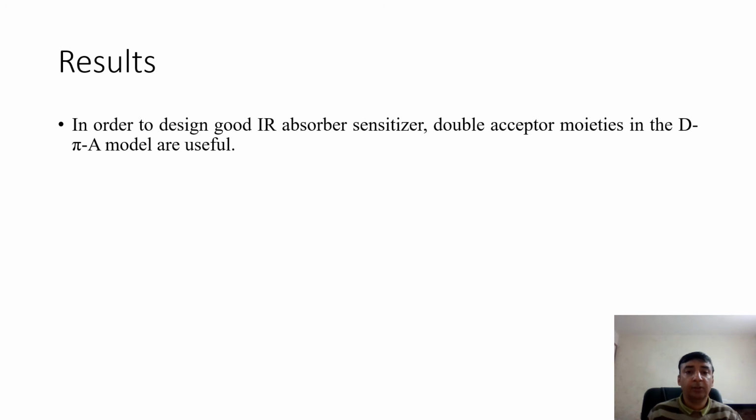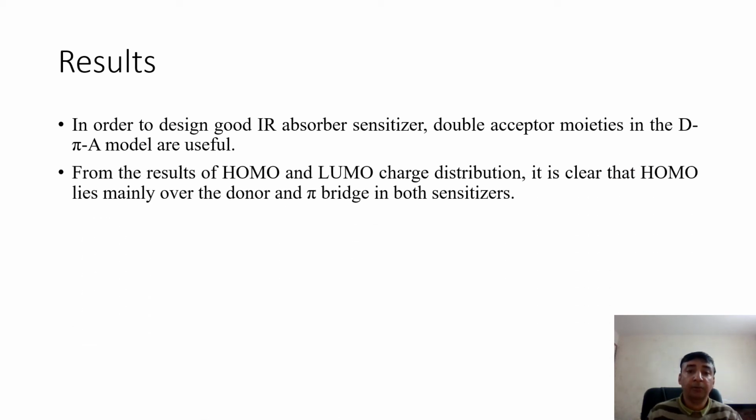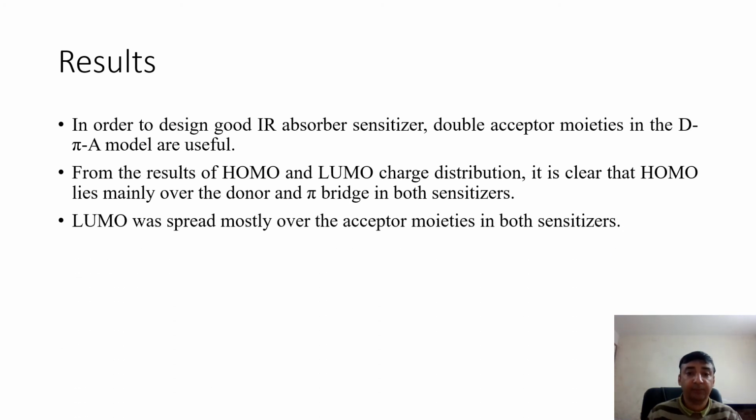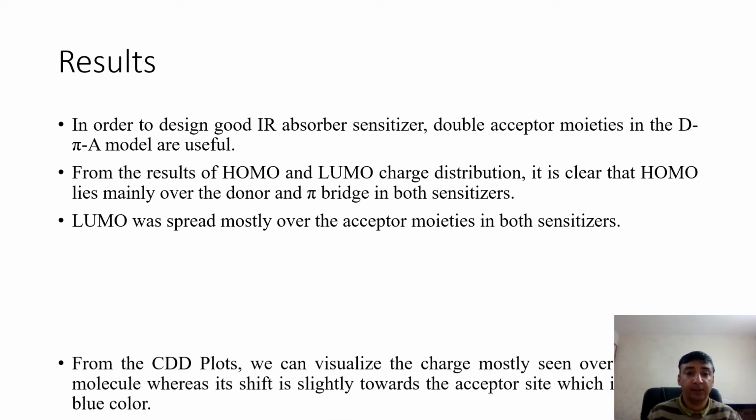Now I will summarize the results of my research work. In order to design good IR absorber dyes, the double acceptor moieties in the D-pi-AA model are useful. From the results of HOMO and LUMO charge distribution, it is clear that the HOMO lies mainly over the donor and the pi bridge of the dye sensitizers. The LUMO is spread mainly over the acceptor moieties in both the dye sensitizers.